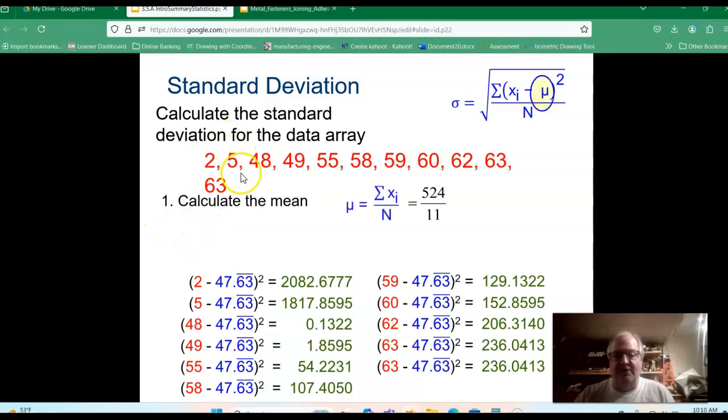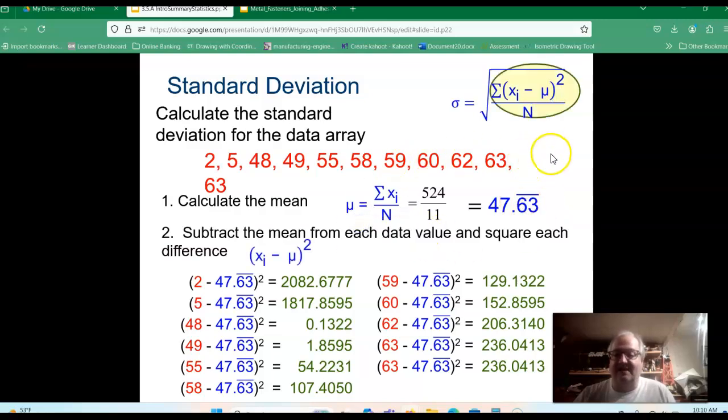First thing we're doing is calculating the mean. We take all of these, sum them up, and divide that by the number of entries in our data set, which is 11, and we end up with 47.63. Now, we can leave 47.63 alone right now. Notice the average symbol above it, so we don't necessarily need to round that at this point. Next, subtract the mean from each data value and square each of the differences.